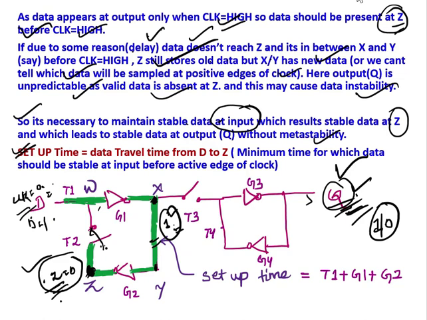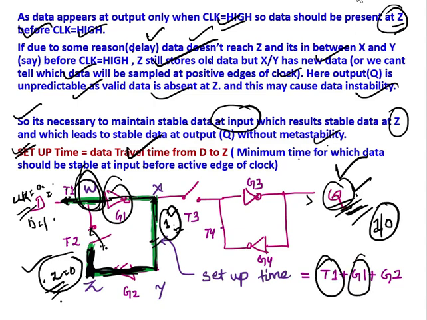So what exactly is setup time? The actual meaning of setup time is the time it takes for the input data to travel from D to this point, the green one. The time it takes for the data to reach from D to this Z is called the setup time. It is the minimum time for which data should be stable, because for the input data to reach Z, the time it takes is this transmission gate time, plus this G1 time, plus this G2 time. So this is the actual meaning of setup time, okay?